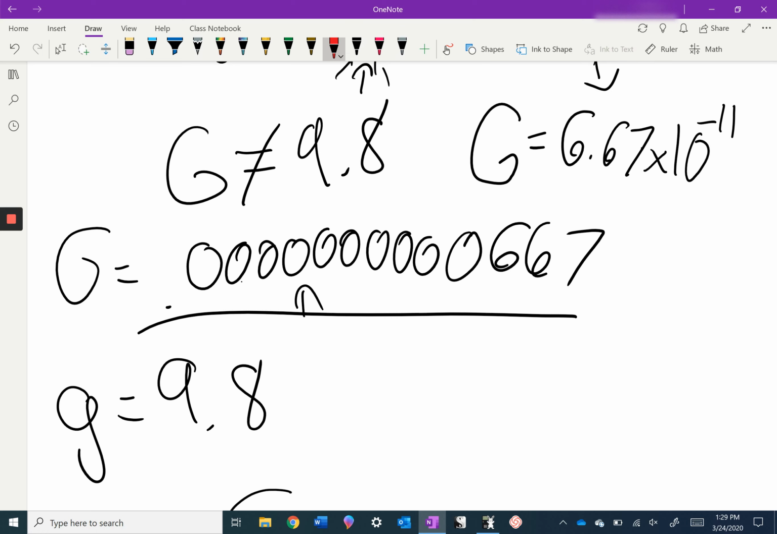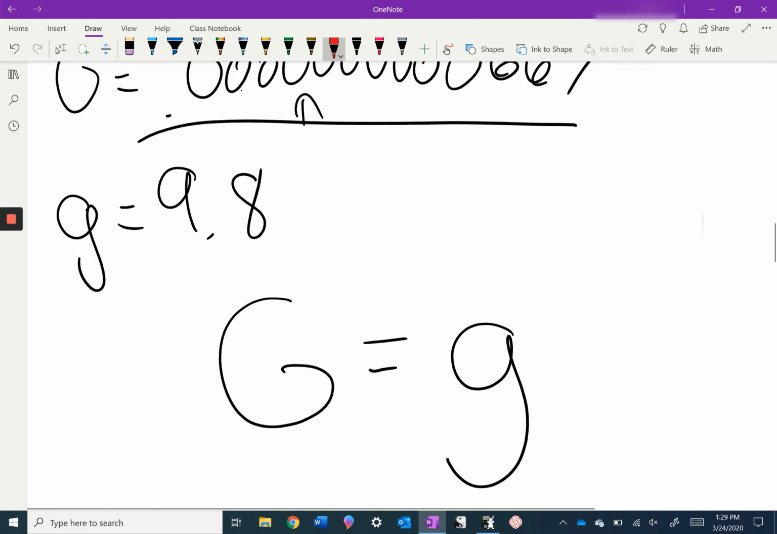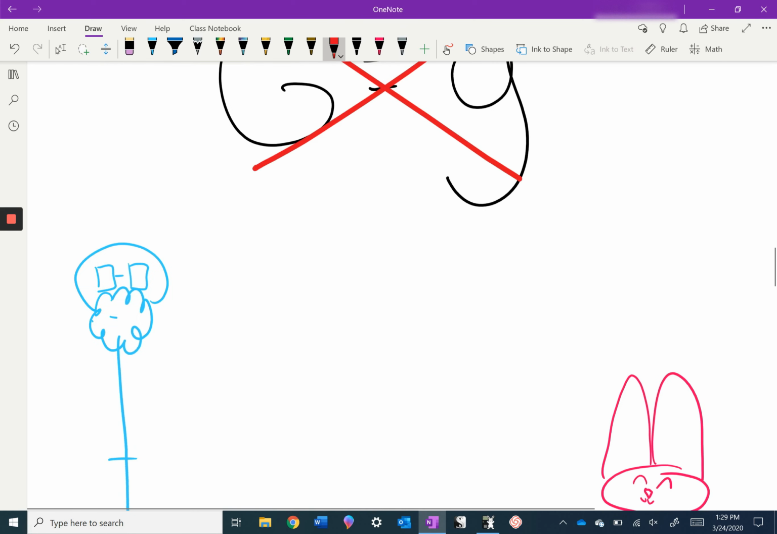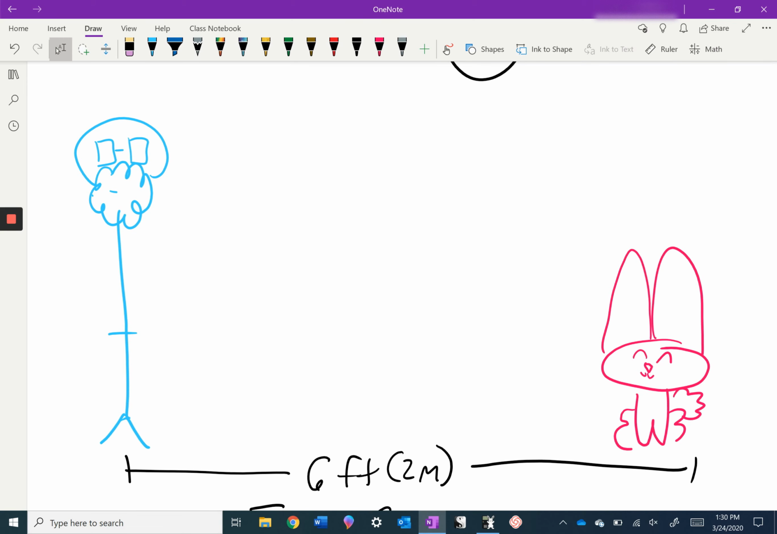So it's very important to remember, big G and little g are not equal. They are two entirely separate things. Big G is the universal gravitational constant, and little g, we'll give it some names later on. Happens to be a couple of interesting things. So let's look at a problem using this formula.